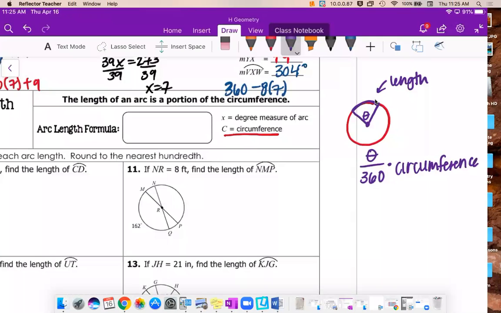Okay, so what they have is the x is the degree measure of an arc. So this is the arc and this is the degree measure of it. And then the circumference is this big C. So the formula they have is this little L for the arc length is your x, your central angle, your degree of that arc, divided by 360 degrees times the whole circumference. Okay, so that's going to be your guys' formula.